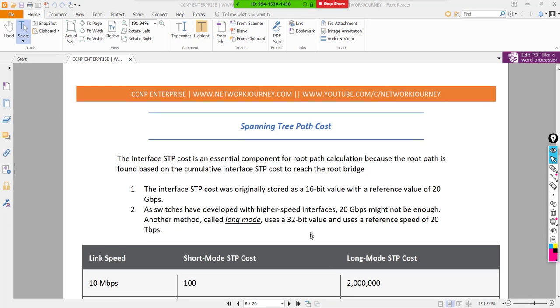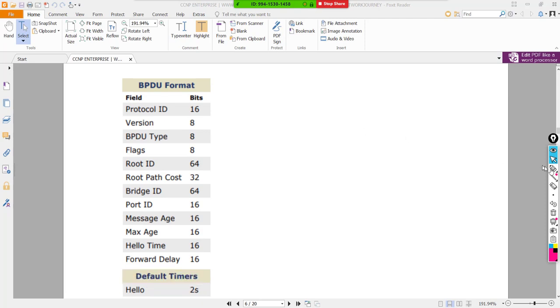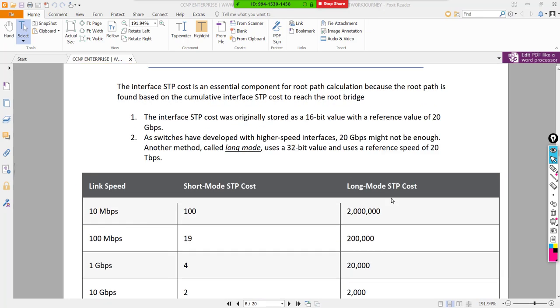Regarding the cost, most of you may not know this. If you know, then it's good. If you don't know, then let me tell you something. If you quickly go back to the BPDU, if you see this, the cost has 32 bits dedicated, right? But earlier we had only 16 bits assigned here. Now with the advancement of Ethernet technologies, we have extended this to 32, and the cost has also changed. So what are the changes that we see in the STP cost?